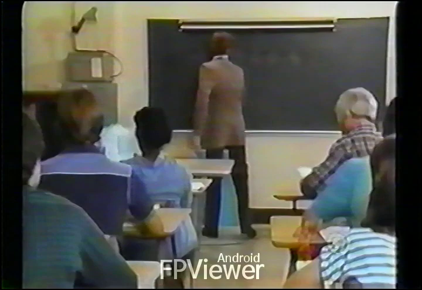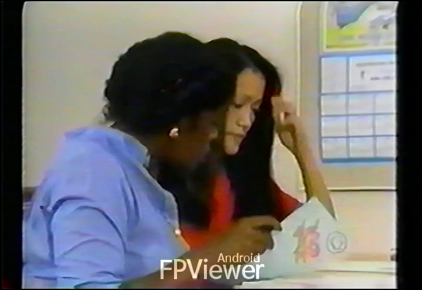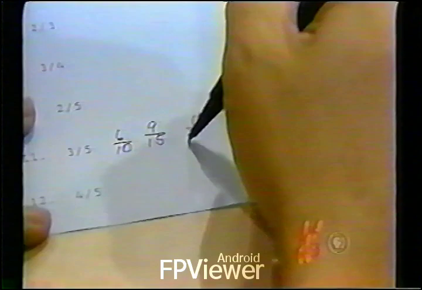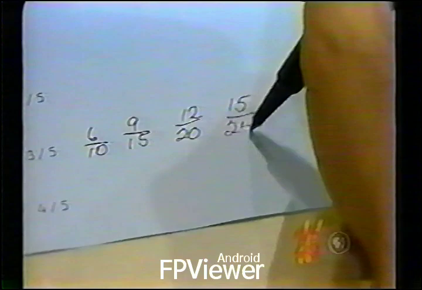Sue, can you help me out? Sure. Okay, now look here at the fraction 3/5. Now it goes 6/10, and then 9/15, and then 12/20. Now, what's next? 15/25. Okay, you got it. Now, see, once the rate is started, it goes on forever.